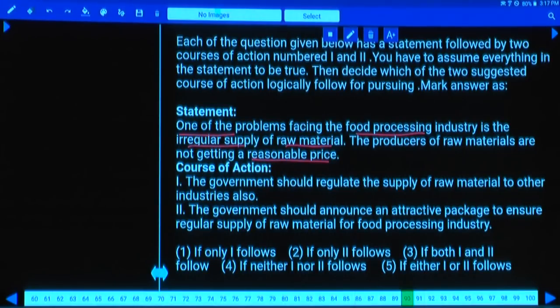Then first one, the government should regulate the supply of raw material to other industries. Which category does this come under? It comes under negative course of action, because it creates more problems rather than solving this problem. And the first one should not be implemented. Then what is the second one here? The government should announce an attractive package to ensure regular supply of raw material for food processing industry. By implementing this, we can ensure regular supply of raw material, hence only 2 follows, choice 2 is the answer.